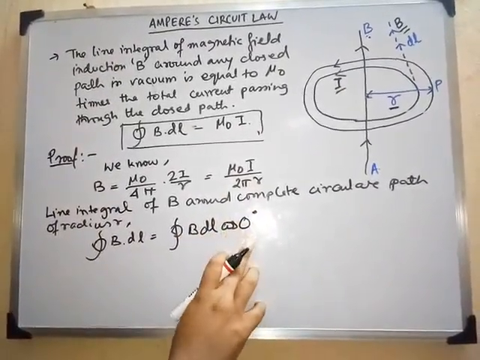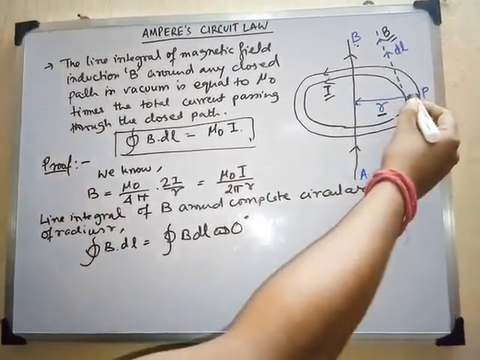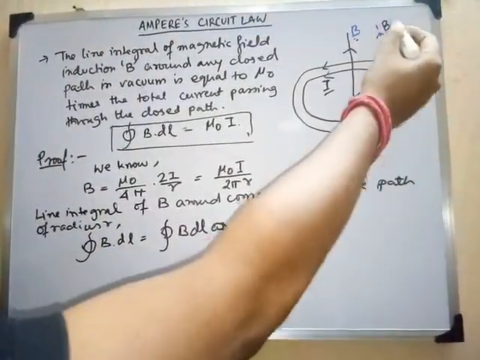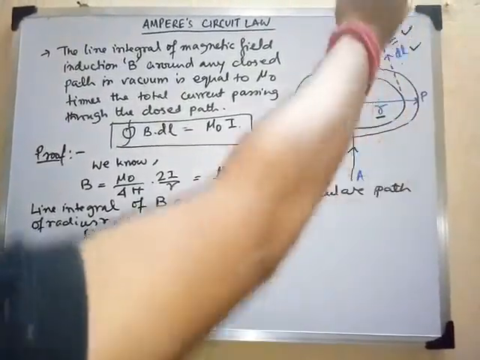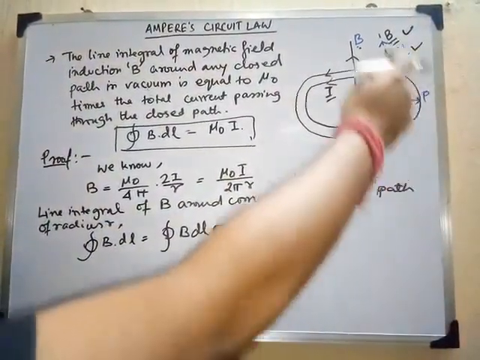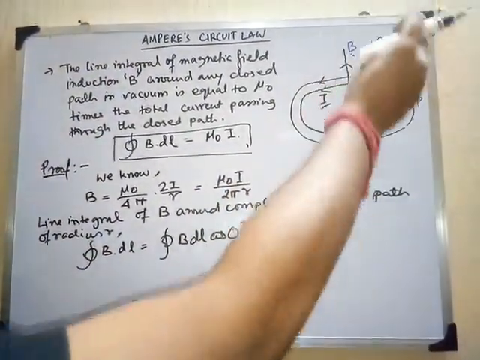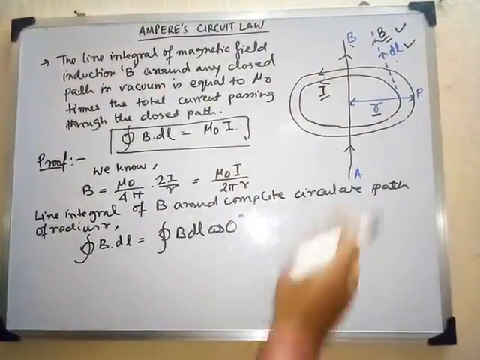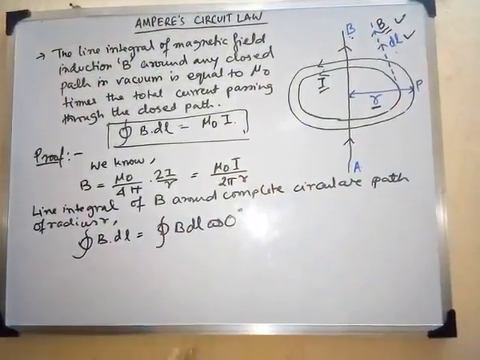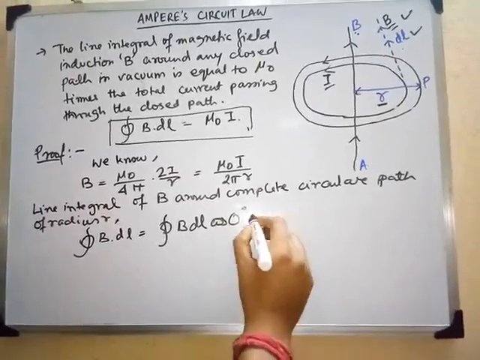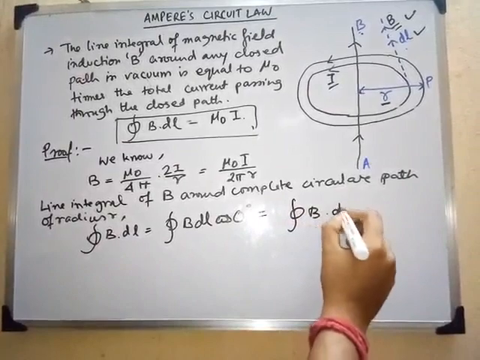Now why is this 0 degree coming? 0 degree is coming because you can see the tangential component of dl and B, this dl and B both are in the same direction, right? So both are in the same direction means they are in the same straight line. If they are in the same straight line, the angle will be 0 degree between them. So that is why I am writing this as 0 degree. So this will be equal to the closed line integral of B dl, right?